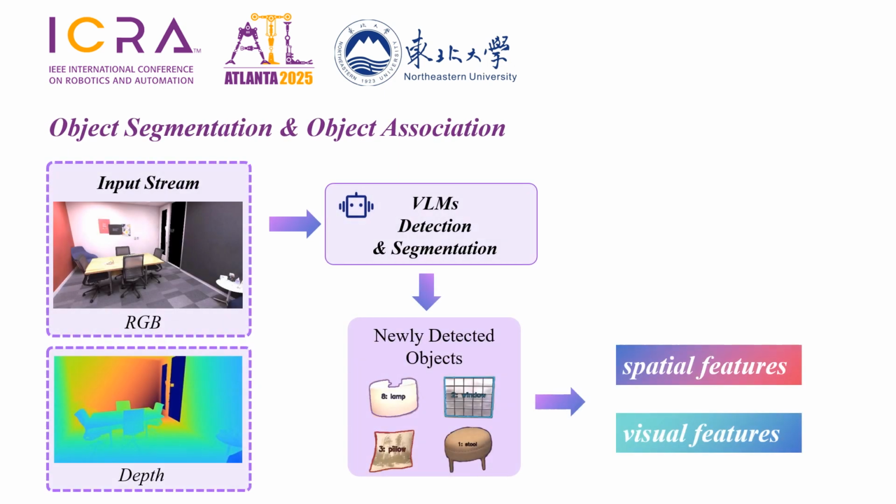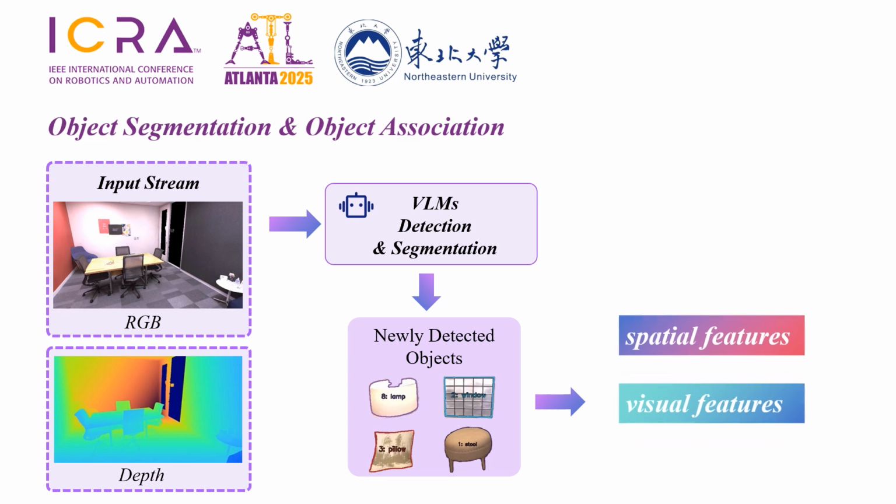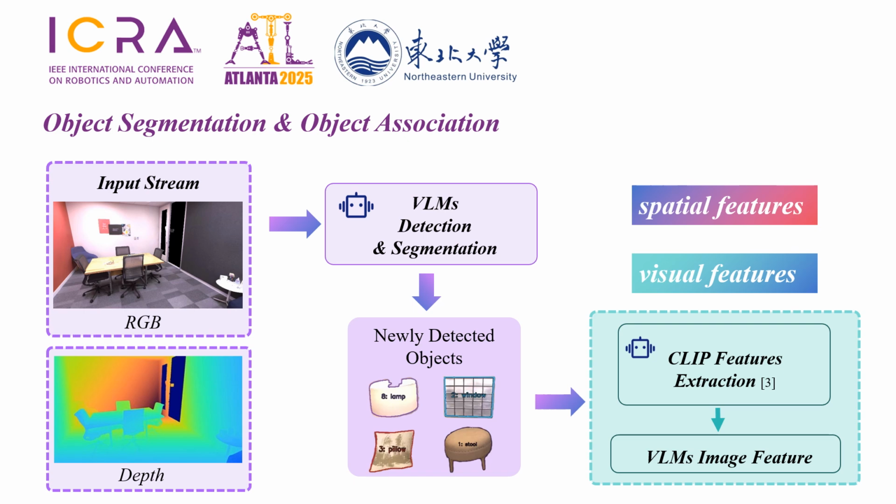We combine two types of features: visual features from the CLIP model and spatial features from the 3D point clouds. These features help us associate objects across frames, ensuring that each object gets a consistent ID throughout the video. After associating objects, we merge the masks of candidate objects in the current frame to create the final instance segmentation mask. We crop the RGB images using these masks and feed them into the CLIP model. This gives us visual features that describe the objects in the current frame.